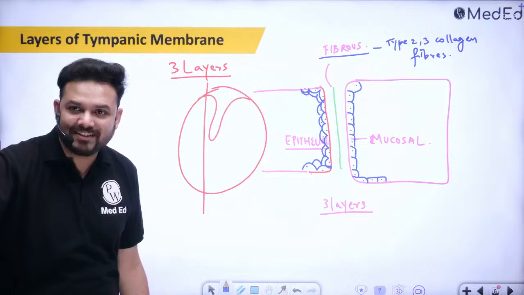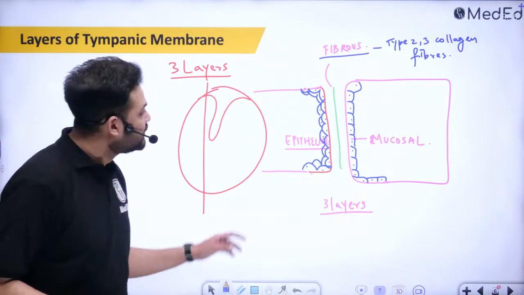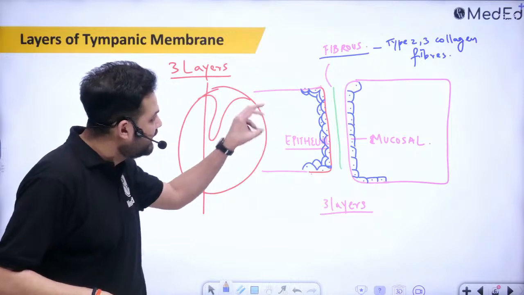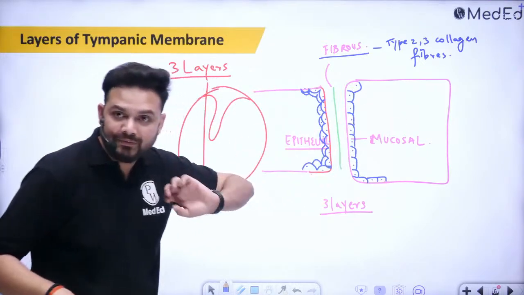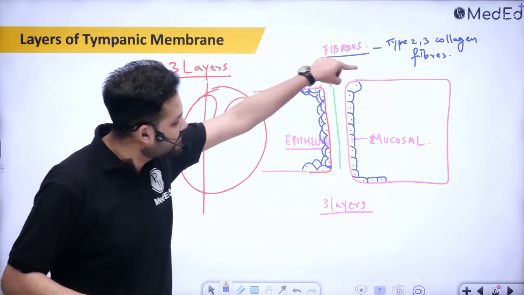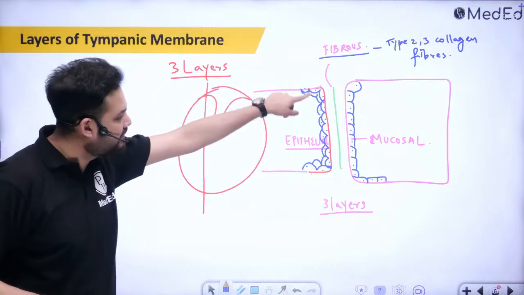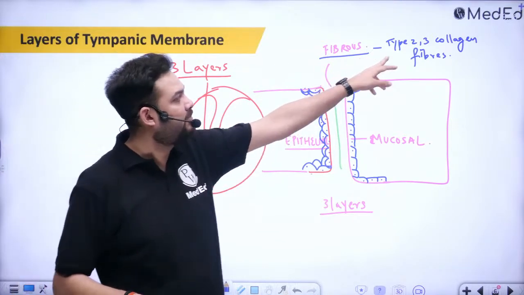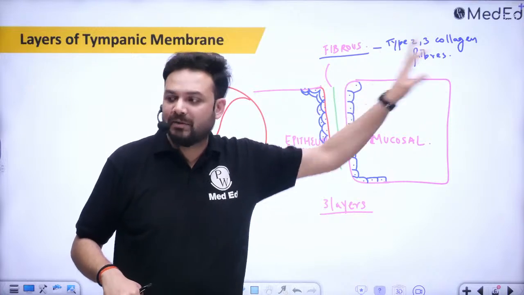I'll tell you about pars tensa and flaccida. अभी बहुत कहानी बाकी है. So I told you your tympanic membrane has got 3 layers: outer epithelial, middle fibrous, inner mucosal. मucosal लेयर में cuboidal cells होते हैं, outer epithelial में stratified squamous epithelium होता है, सेंटर में fibrous layer में fibers होते हैं, which is type 2 and type 3 collagen fibers.